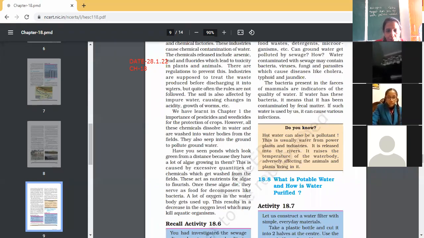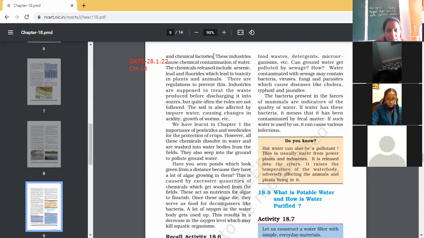Okay, you can continue from this, Aryan Shinde, from the top of this page. These industries cause chemical contamination of water. Which chemicals are released into the water? Kindly underline: arsenic, lead, fluorides. They increase the toxicity in plants and animals. Kindly mark it. Which chemicals are released? Aryan, are you there?